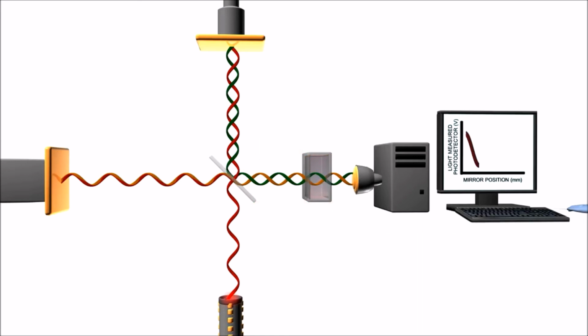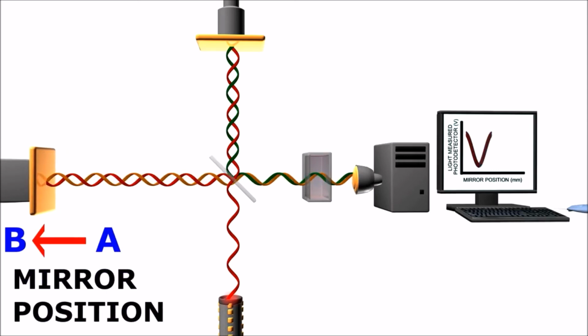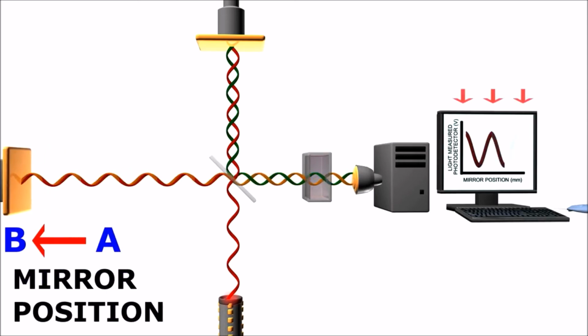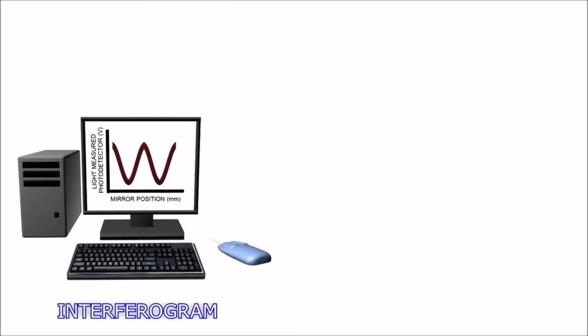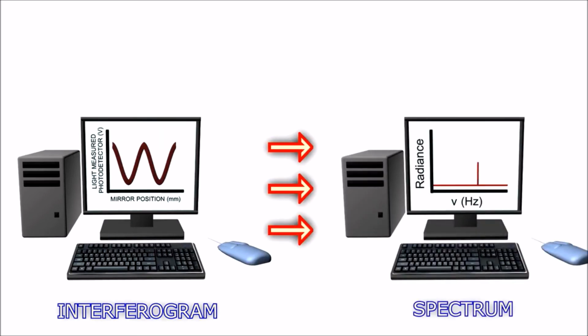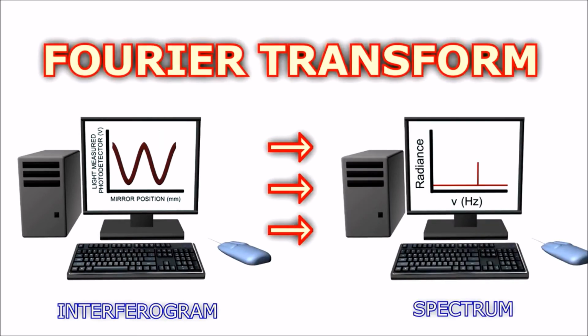So, in order to carry out the measurement, the mirror is moved from point A to B, and as a result we get an interferogram by measuring the intensity of the radiation that reaches the detector. This interferogram can then be converted into a spectrum through a process known as Fourier transform.